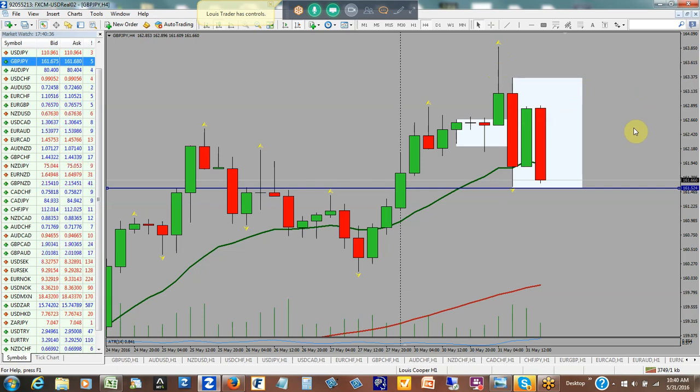Okay, so you see that? So it's kind of engulfed the price. It's engulfed in that candle, pretty much, right? Well, I mean the candle.